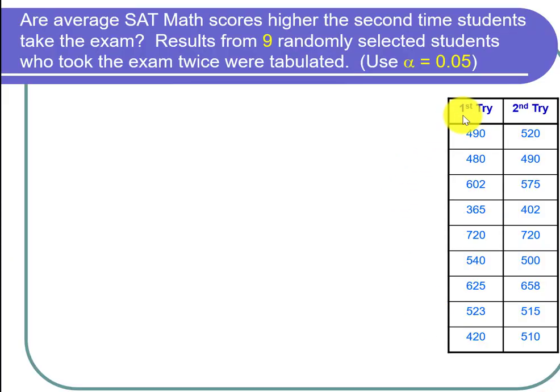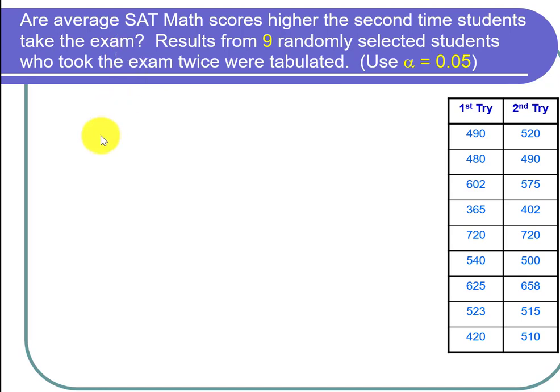So here's our data. We can see our data from the first try and our data from the second try. It's 9 different students that took it twice. So we need to come up with a null and alternative hypothesis for this question. Notice we're talking about a hypothesis test because we're asking, are SAT math scores higher the second time? We're not approximating a difference.